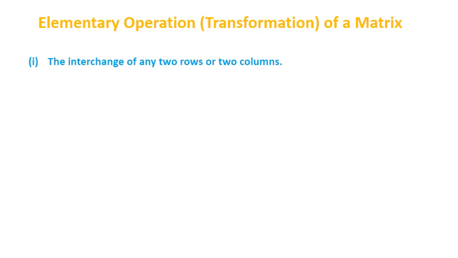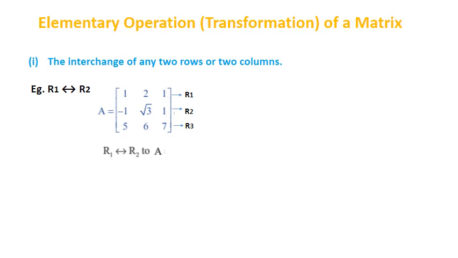The first operation is the interchange of any two rows or columns. The interchange of any two rows or columns will not affect the result of the matrix. For example, if we want to interchange R1 and R2, the representation is R1 interchange to R2. See, we have a matrix A equal to 1, 2, 1, minus 1, root 3, 1, 5, 6, 7. And we will have row 1 here, row 2 here, and row 3 here. R1 interchange to R2 is our operation.